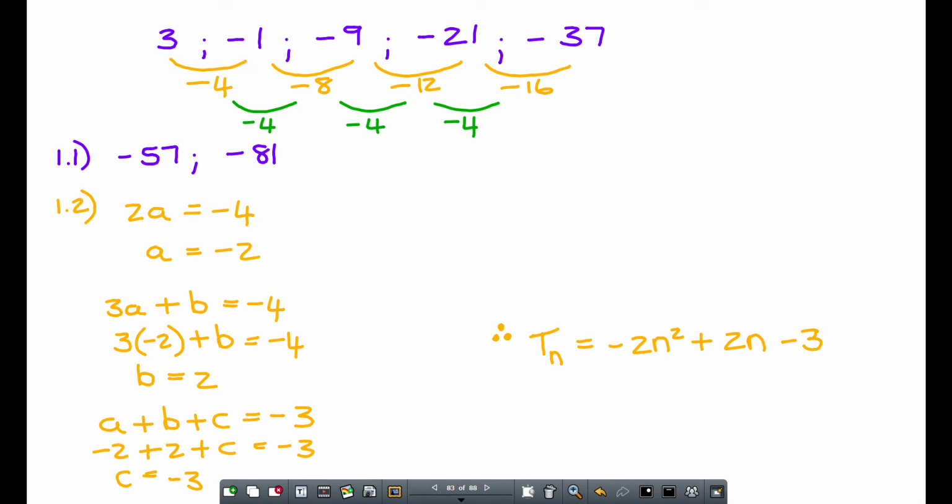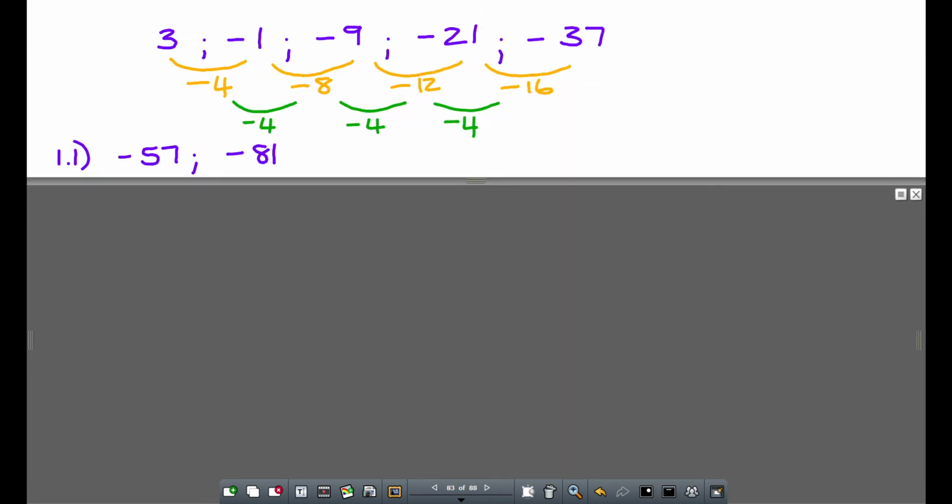Okay. Minus 4, minus 8, minus 12, minus 16. And then none of it was the same. Nee. So then I could go for a second difference. En dan is hy dieselfde, want dan sit die hele tyd minus 4. Okay, so my next two terms would then be the minus 57 and the minus 81.